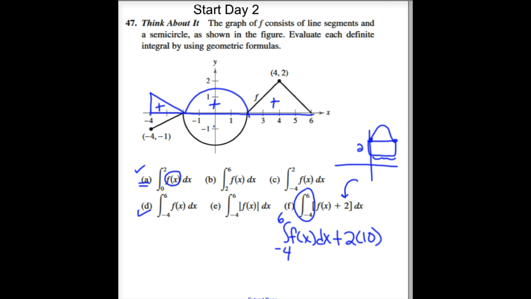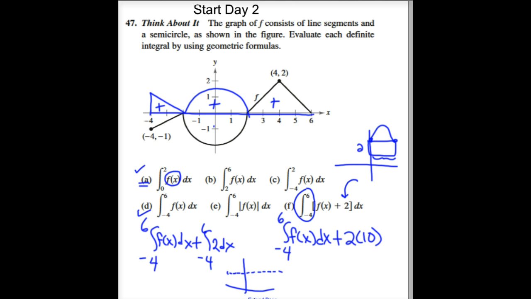And again, it's kind of important that you understand why that is. It's adding, if you want to even think of it separately, just to show you a little bit more, if you want to break those apart, which is legal, the second one is from negative 4 to 6 of the function 2. And remember, that is a horizontal line at 2.